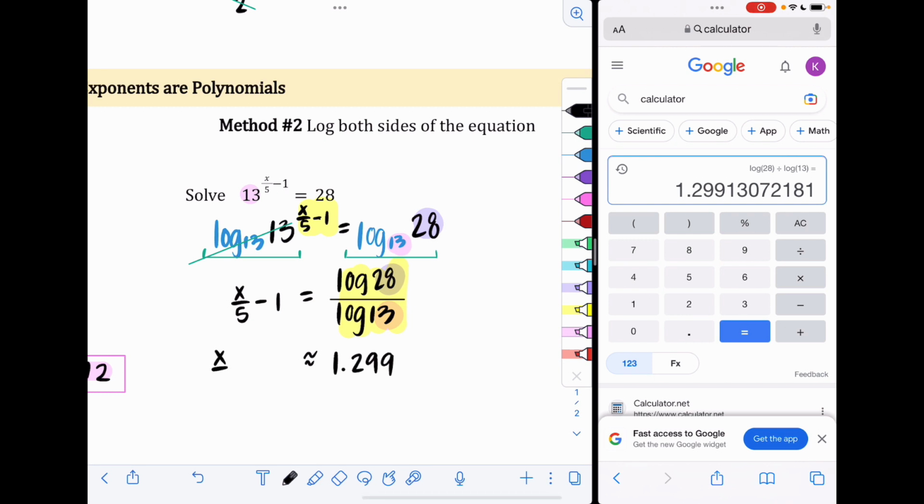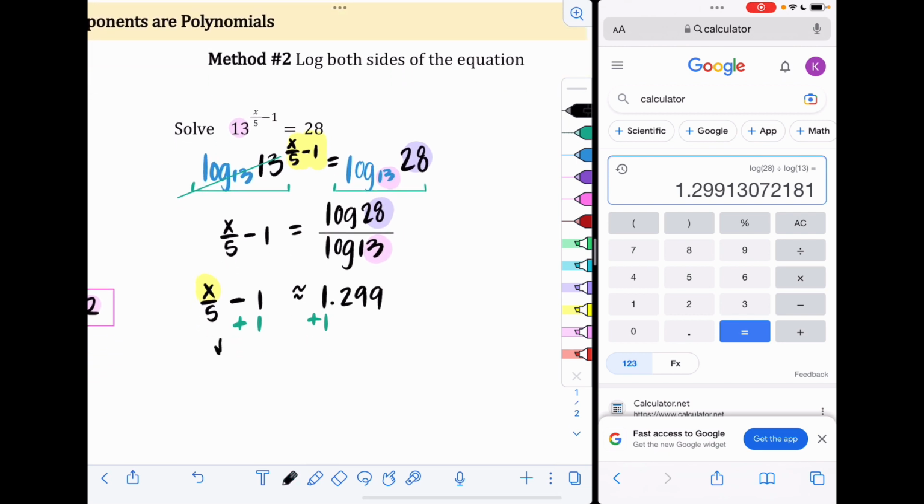And then I'll bring down the x over 5 minus 1. And when we're solving, our ultimate goal is to get x by itself. So I have to start canceling out the things that are being done to it. So the x is being divided by 5 and there's a 1 being subtracted from it. Usually we undo addition or subtraction first. So to cancel out that minus 1, I would add 1, and then I have to add it to the other side as well. So I would bring down the x over 5, and then the minus 1 and the plus 1 would cancel out. And then I would need to add 1 to the 1.299 to get 2.299.